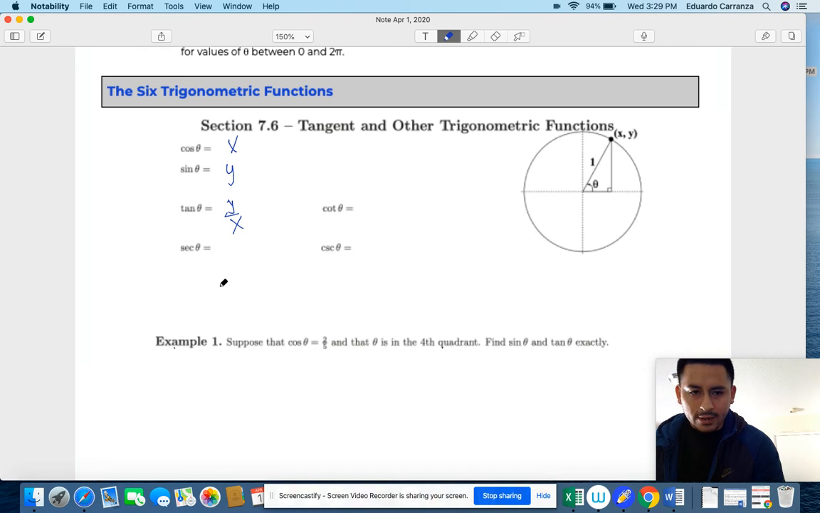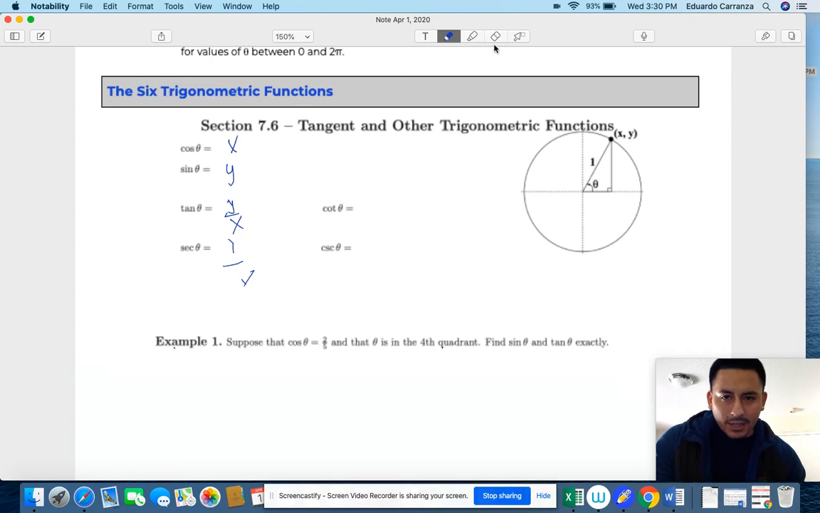For secant of theta, we know that that is the reciprocal of the cosine function. So it is 1 divided by x. I don't know why that's coming out so ugly. Hold on, let me try to fix this. Oops, I guess I'm going to rewrite it all over again.